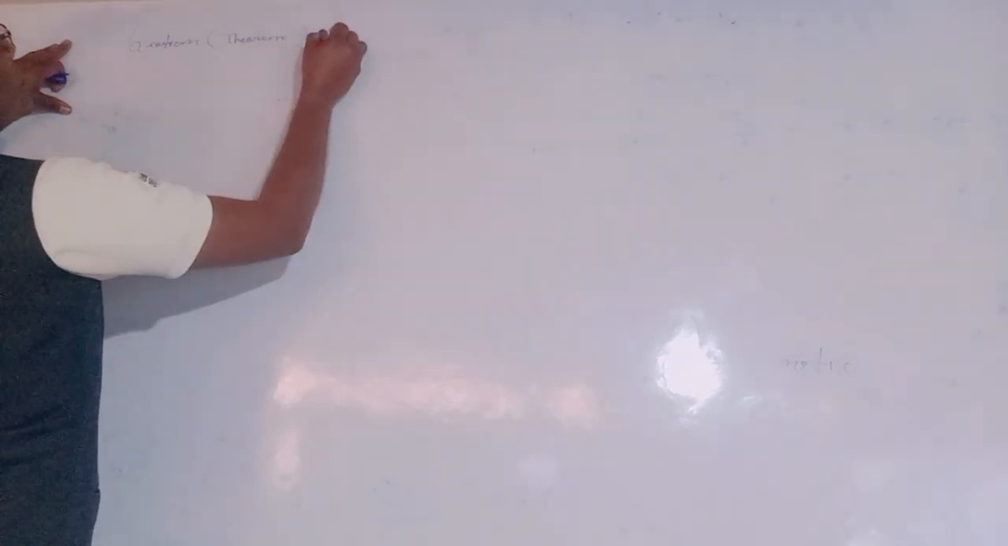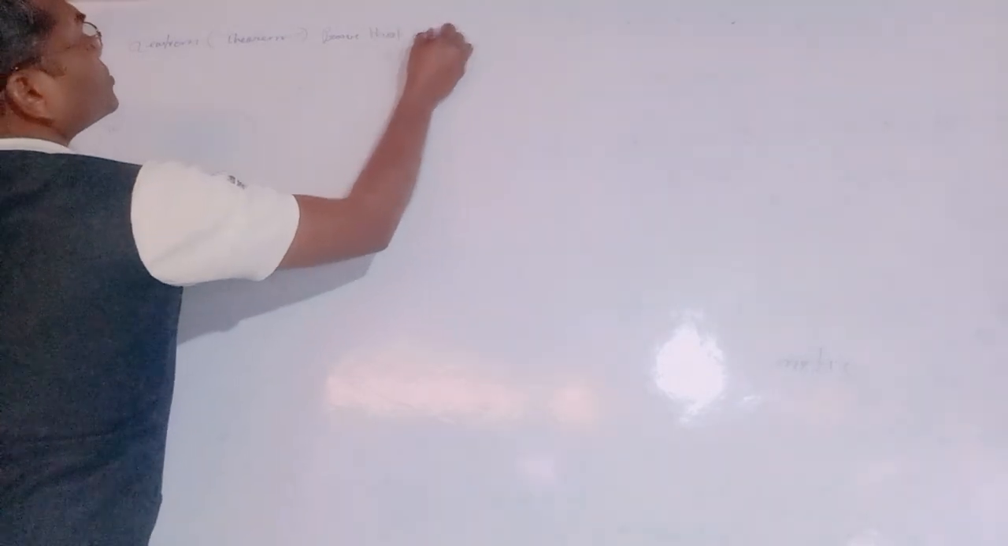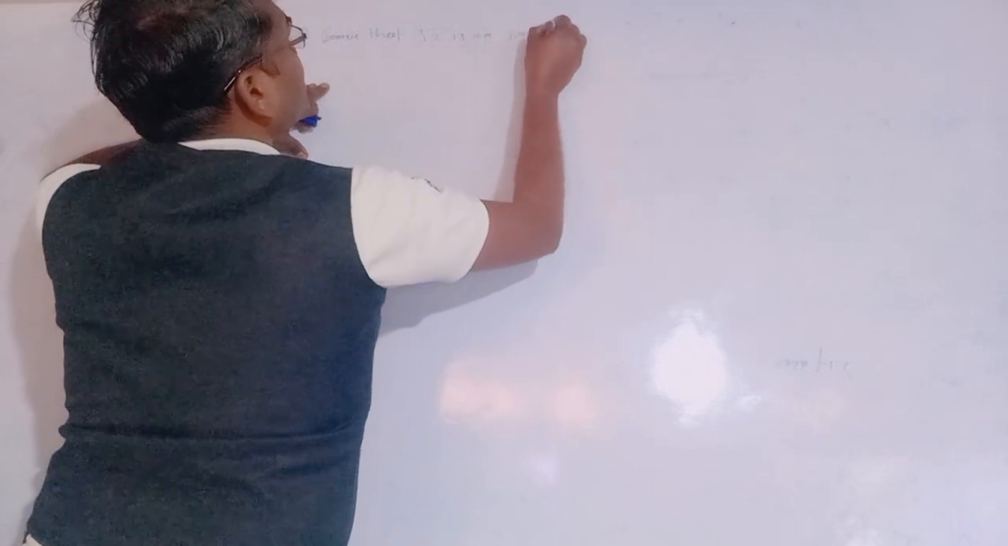Here is the question. With the help of an example, we will try to solve the questions. Theorem: prove that root 2 is an irrational number.